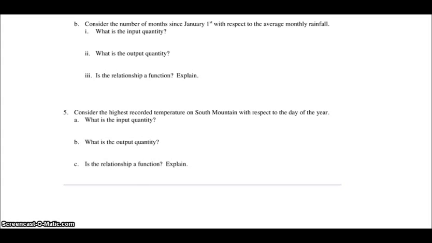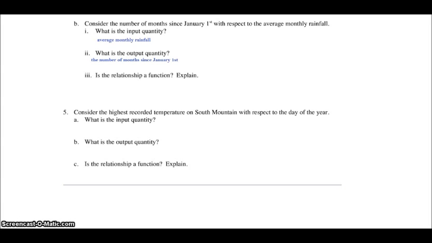Consider the number of months since January 1st with respect to the average monthly rainfall. What is the input quantity? With respect to, then we have our input quantity, which is average monthly rainfall. The output quantity is the number of months since January 1st. Now, is this relationship a function?